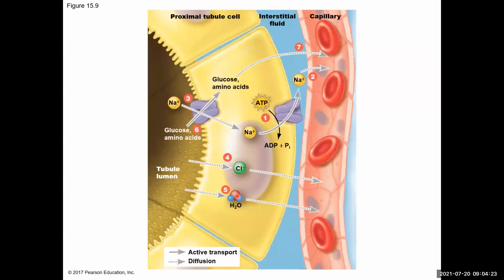And then water will passively diffuse because of the concentration gradients of the solutes. So high solutes here, low solutes here, so water will diffuse. And then the energy from the passive diffusion of sodium into the cell moves the glucose and amino acids into the cell. So that's an active movement. Again, the energy from the sodium ion is providing that energy for the active movement. And then the glucose and amino acids will passively diffuse into the interstitial fluid and into the capillaries.